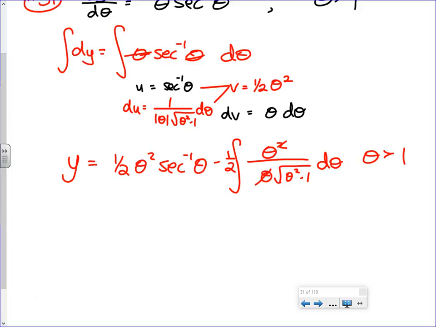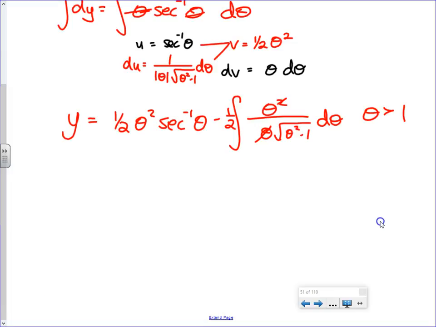Do we need integration by parts? Do we need inverse trig or just plain old u-sub? U-sub! u equals root theta squared minus 1. Don't make it that hard. u equals theta squared minus 1, du equals 2 theta d theta, divided by 2 theta.